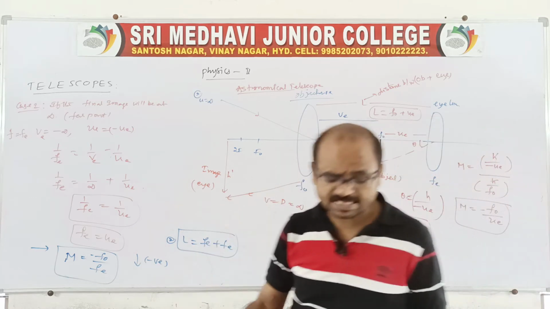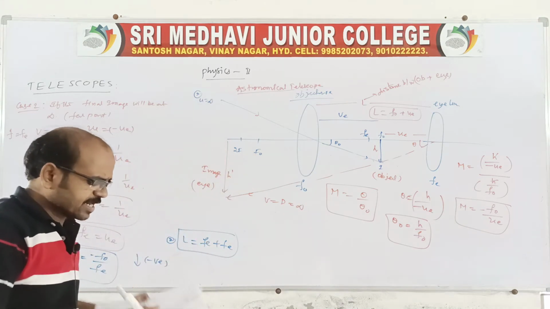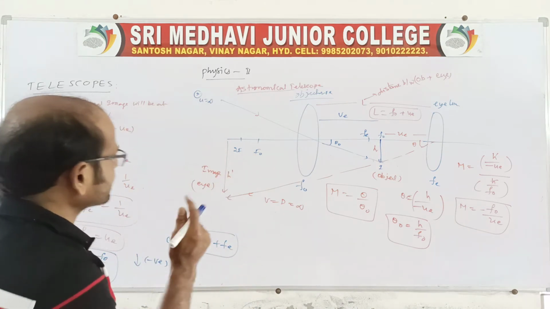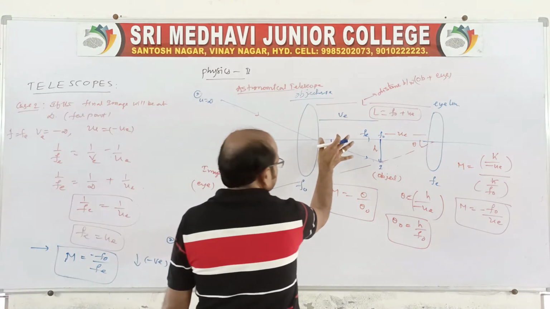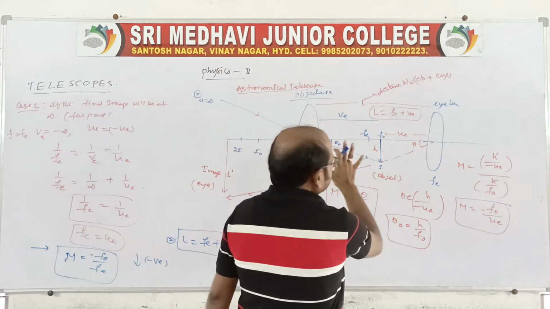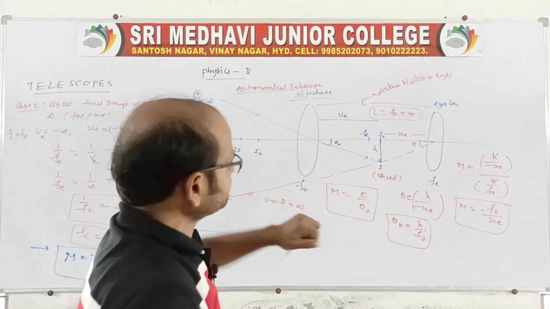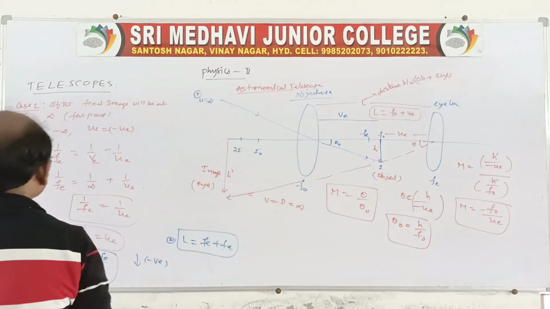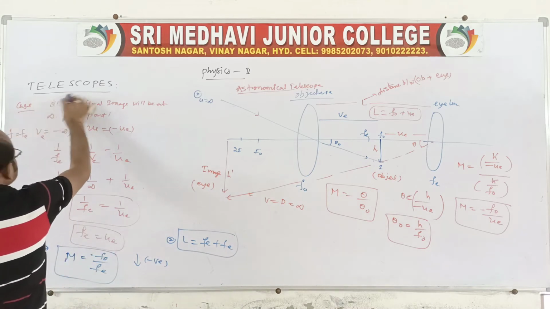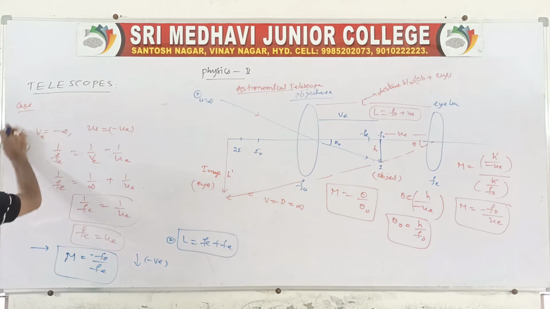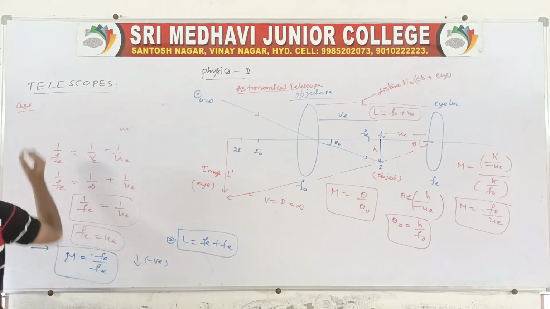Now let us move to the second case. In this second case, the final image is at the least distance of distinct vision, using this telescope, geometrical optics, or we can say the ray diagram. Again we have to find it. Take case 2, when the image will be at the near point, I mean to say the least distance of distinct vision.